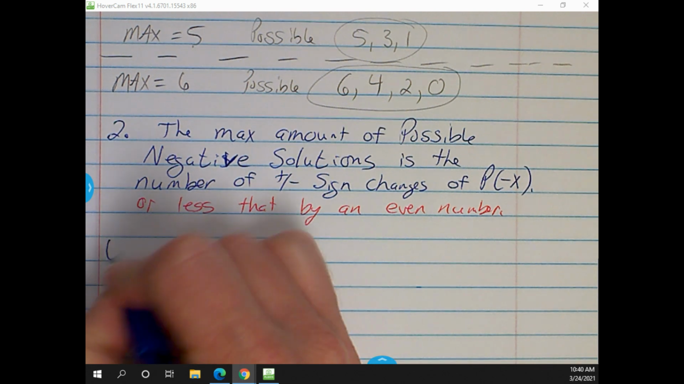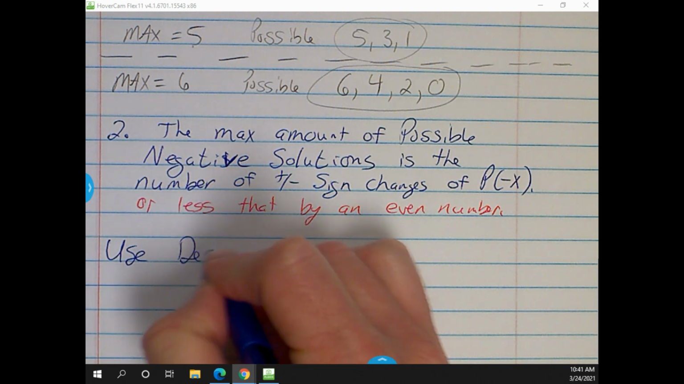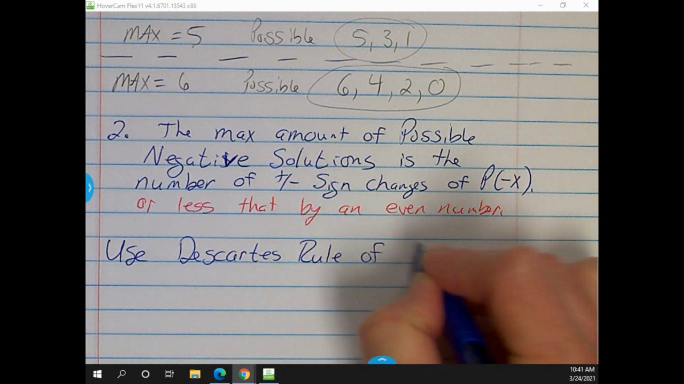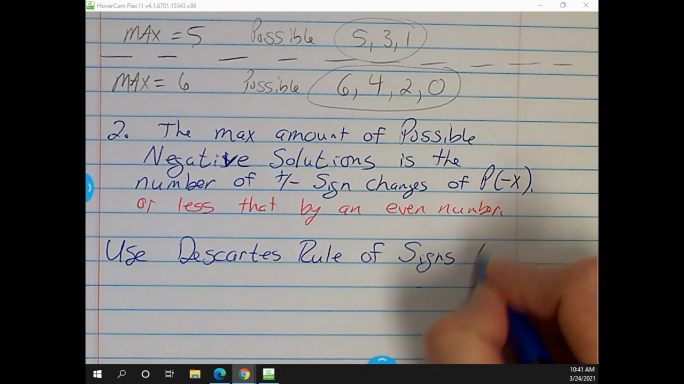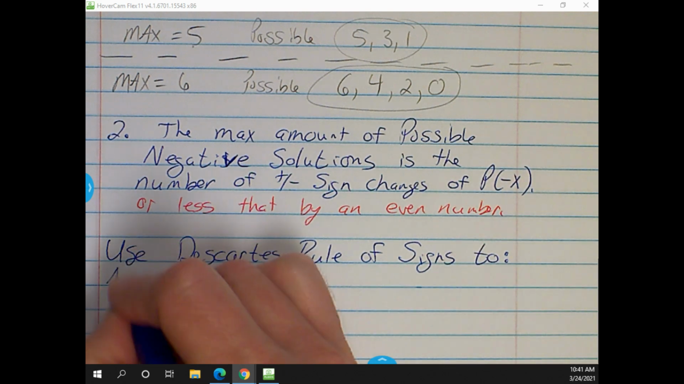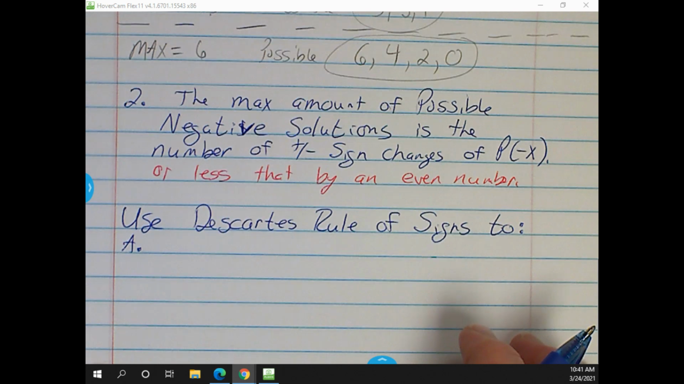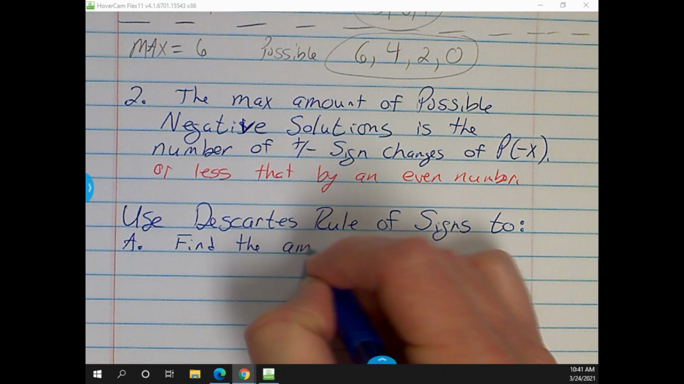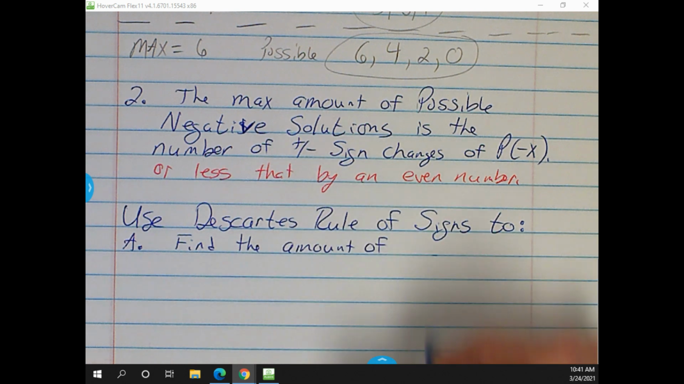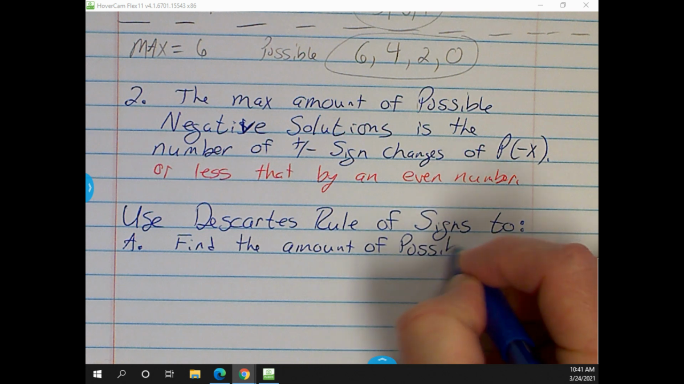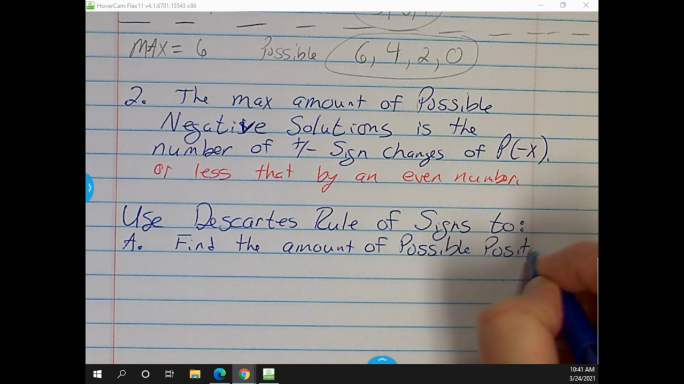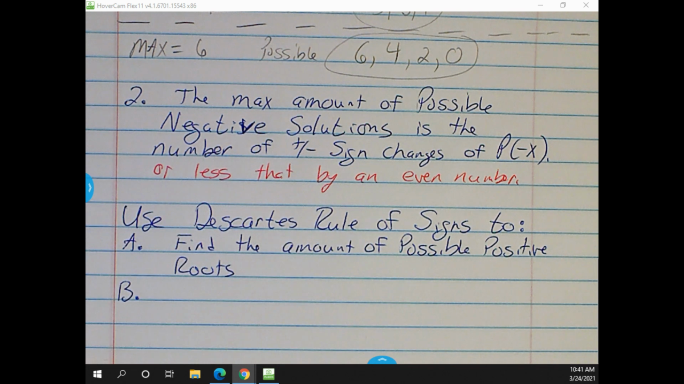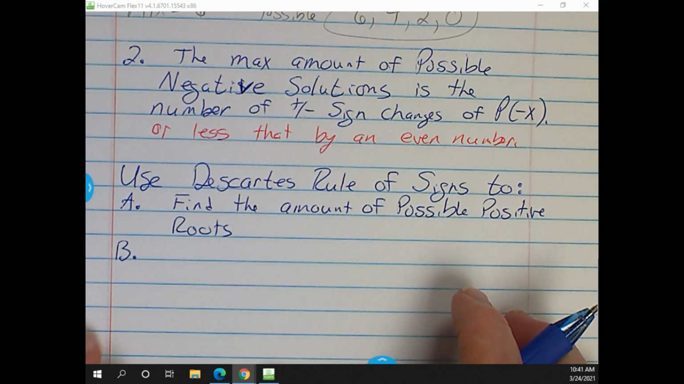All right, so we're going to do a couple examples so you can kind of see what's going on. So they should tell you to use Descartes' rule of signs. And then they should give you 2 parts. So part A is find the possible positive zeros. And then the B part is to find the amount of possible negative roots.